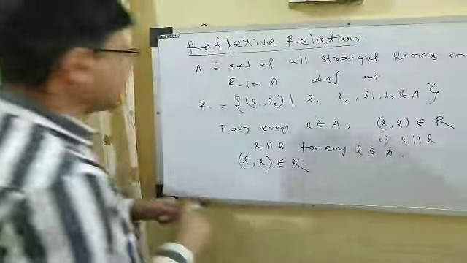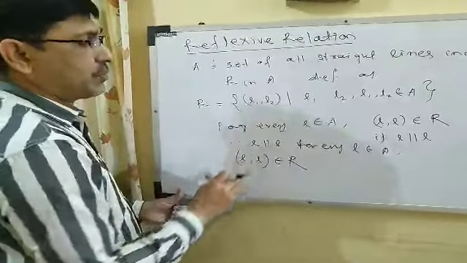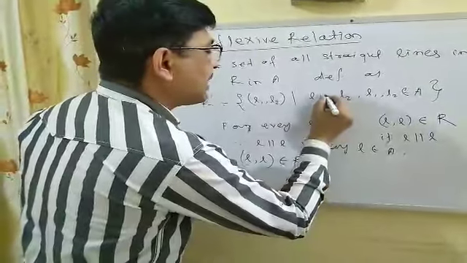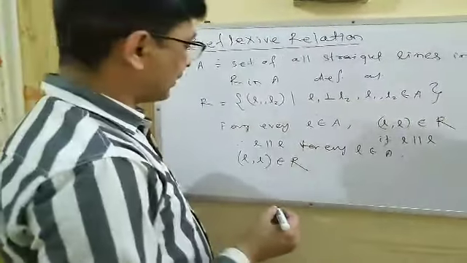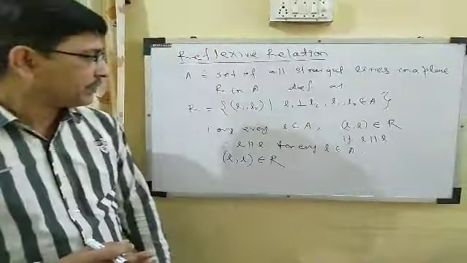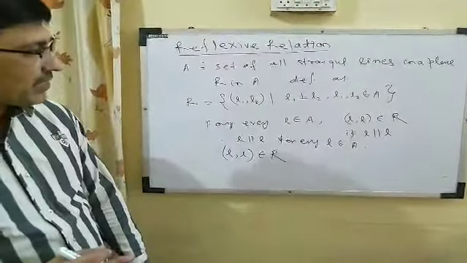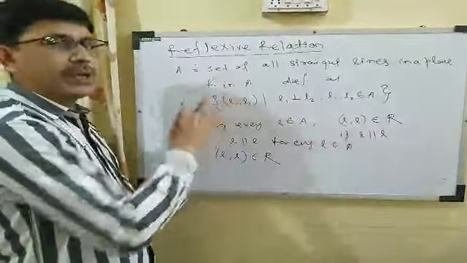Now, if we change it slightly, you just change the relation. Suppose R is a relation, and R is the collection of all ordered pairs (L1, L2) such that L1 is perpendicular to L2, where L1, L2 belong to A. Now check whether this relation is reflexive or not. This relation will be reflexive only when every element of A is related to itself.